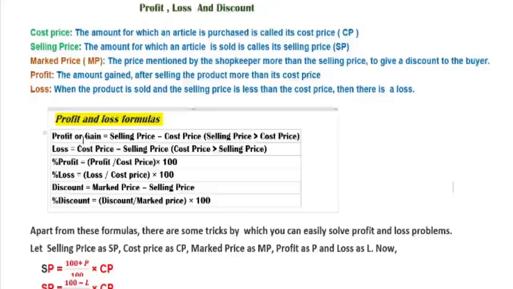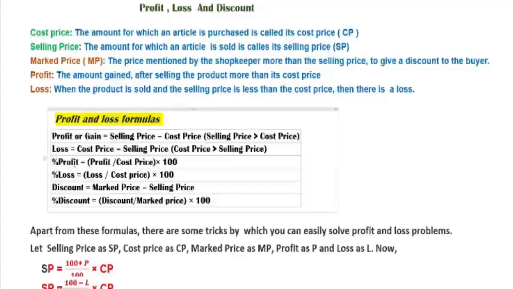Now you can look here at some formulas for calculating profit and loss. First one, how to calculate profit or gain. Profit is also called gain. Profit or gain equals selling price minus cost price. Here the selling price will be greater than cost price. And the second one, loss. Loss equals cost price minus selling price. In loss, cost price is greater than selling price.